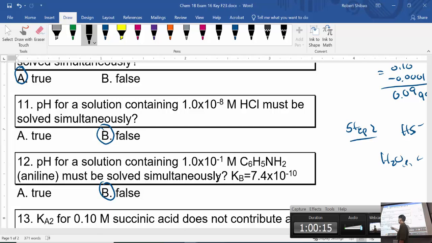Number 11 is not. 12. The pH for a solution containing 1 times 10 to the minus 10, 0.1 molar. This is phenylamine or aniline. Must be solved simultaneously. Kb is 10 to the minus. This is kind of high. The concentration is 10 to the minus 10. The Kb is really small, but this one doesn't. But if you're uncertain, you could just try it and see.